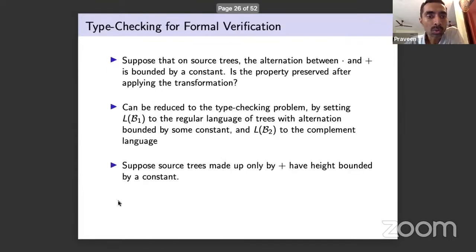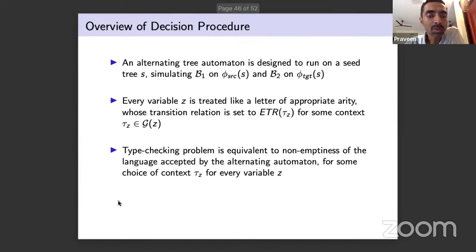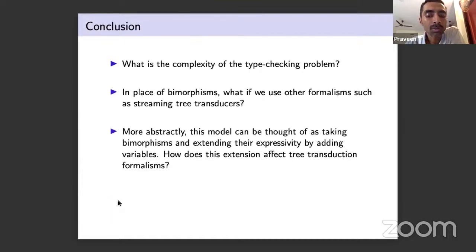So the question that we are asking here, in the abstract setting, is: if we think of our formalism as taking a classical tree transduction and adding variables, what effect does it have on the transduction itself? That's the kind of question that we are asking.